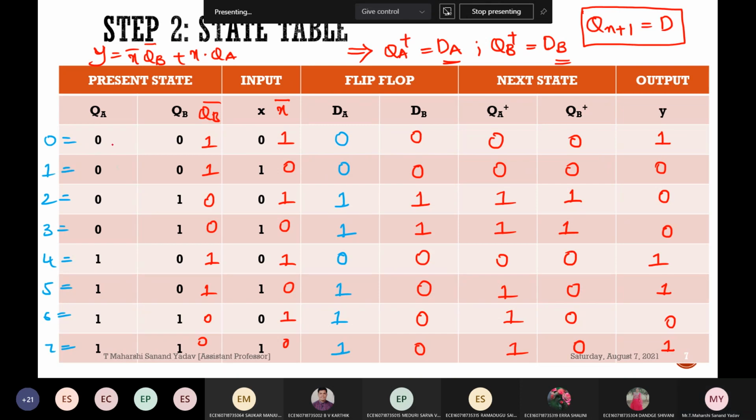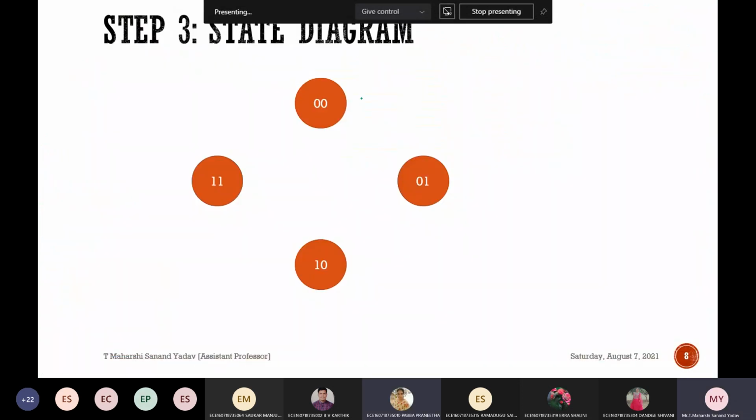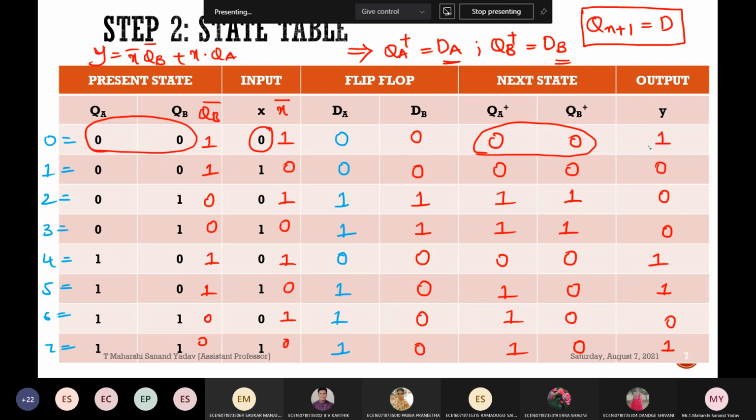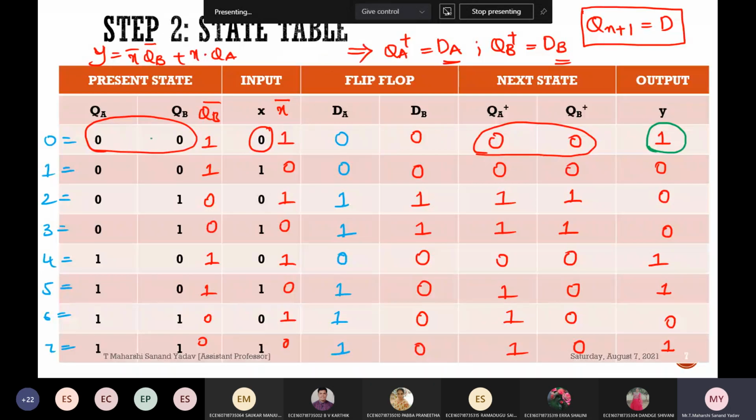See, when present state is 0 0 and input X is 0, where is it going? Same state or next state? Same state. So it will be here only. And how should I write? When input X is equal to 0, what is the output? 1. So 0 by 1. Right.